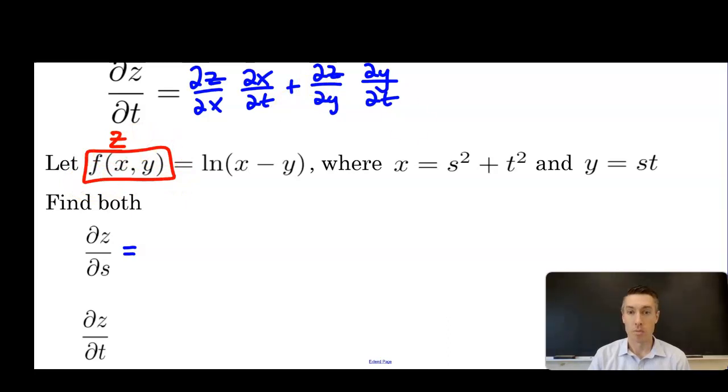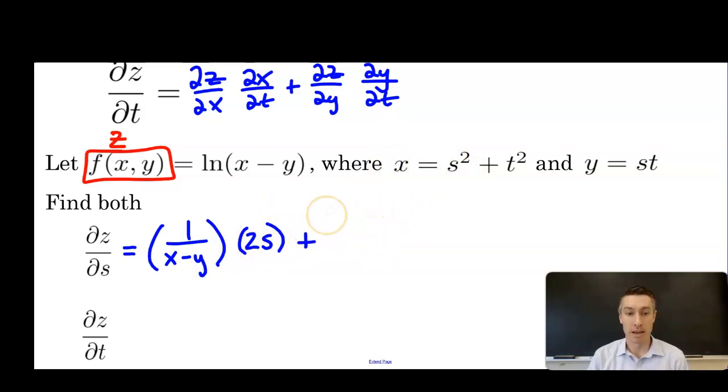So that our notation matches, right? Or I could have written this as partial of f with respect to s. Didn't really pay attention there. Okay, so with respect to x, we have 1 over x minus y times the derivative of the inside with respect to x, which is 1. And then we differentiate x with respect to s, so 2s.